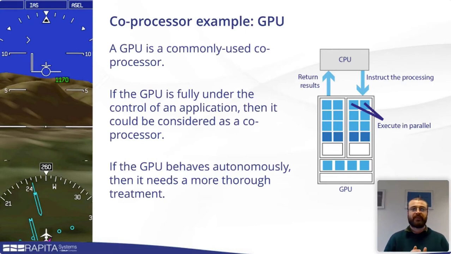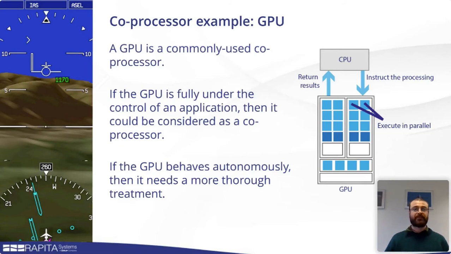So a GPU is a very commonly used coprocessor that might be used for graphics processing, graphics rendering, and may even be used for some compute. Now, if a GPU is fully under the control of an application that is executing on one of the cores, then we can treat our GPU as a coprocessor. And so what this means is our GPU is a shared resource, potentially. If more than one task or application is trying to use it at the same time, then we need to worry about contention for this GPU as a shared resource.